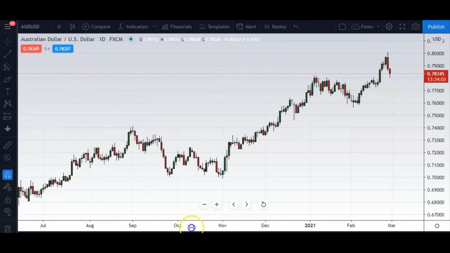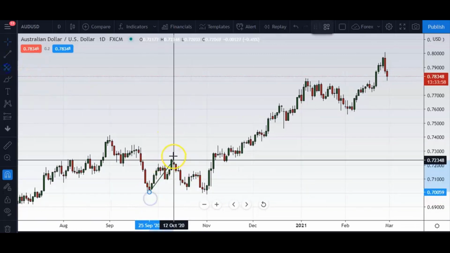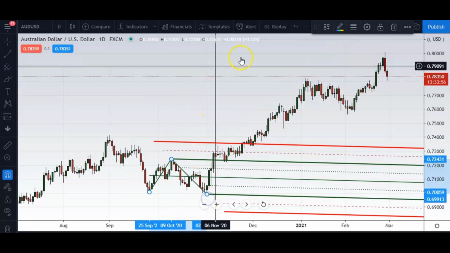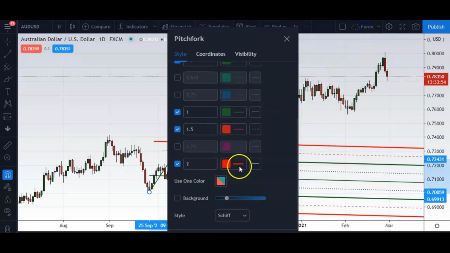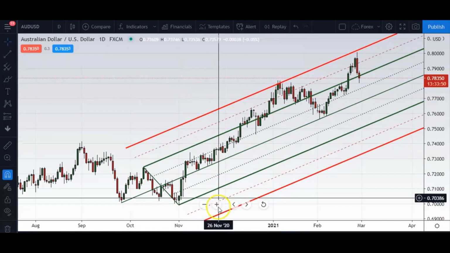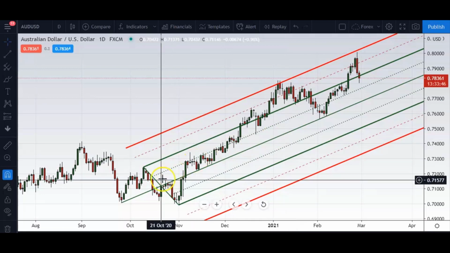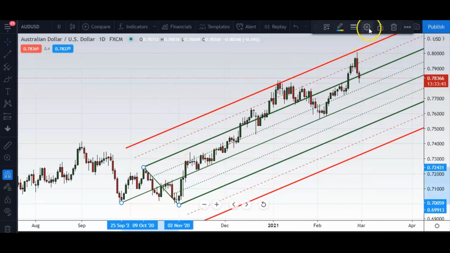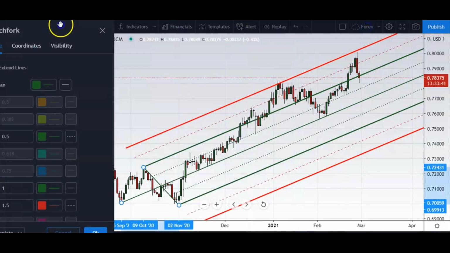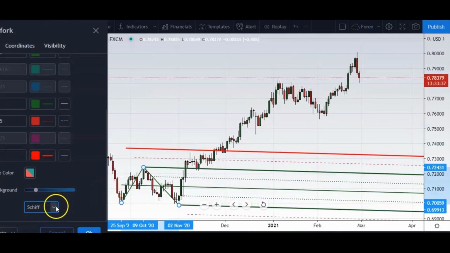Now, I've had a pitchfork, a standard pitchfork that I sloped into the direction. Let me just get that setting right. I want to always slope a pitchfork that contains price action properly. If you see that previous one that I've used, price actually left the boundaries of it, which is not going to be very useful if you want to perform these analysis techniques. Let me just give you a quick look there.